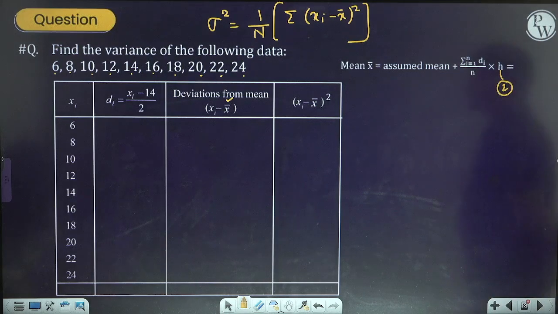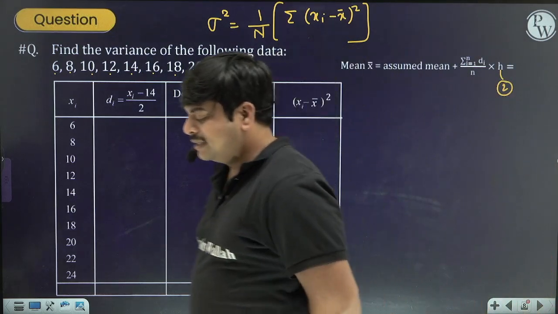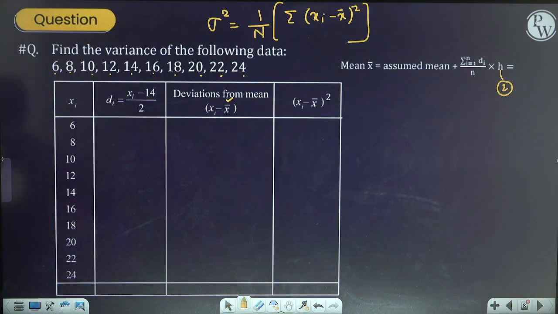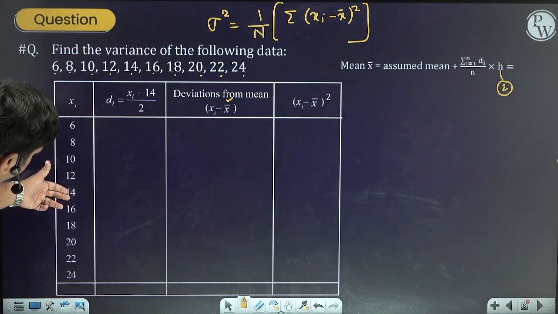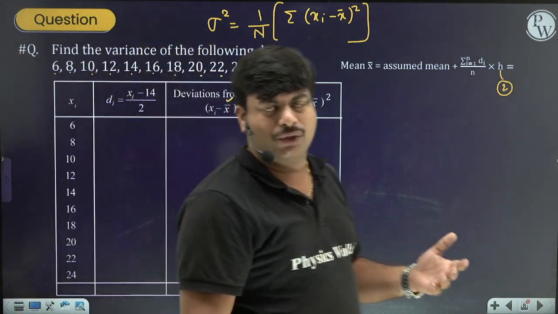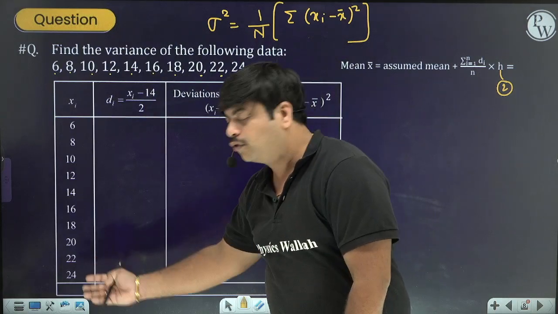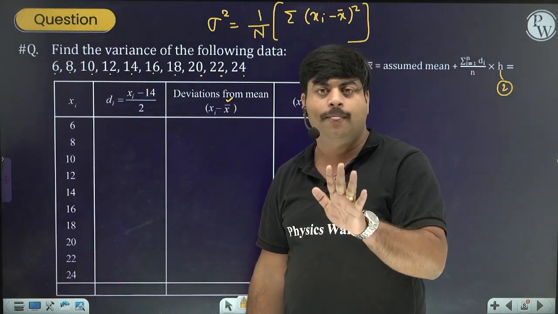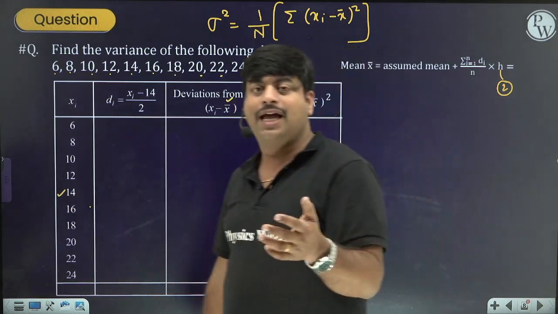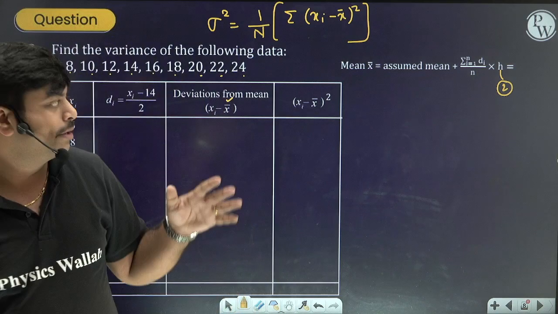So what is the assumed mean here? What value can be taken as the assumed mean? Can you please tell me some value in between the data, 6 or 8 or 10 or 12, anyone? If you carefully observe, somewhere in between I can take 14. You can also take 16, no worries. You can even assume 22 or 24 also. The answer will be the same, no problem. But in between, 14 or 16, I prefer going with 14. You can also try going with 16, not an issue. That is the assumed mean.